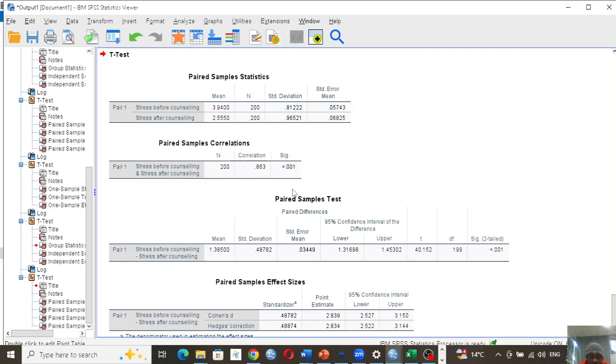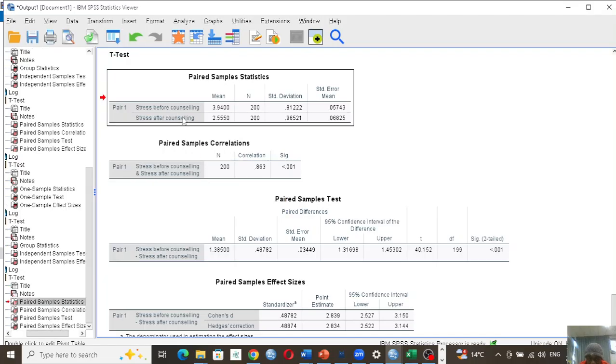This one is just telling us the correlation, the relationship between the stress before counseling and the stress after counseling. I will explain correlation to you in our subsequent video, so I don't want to say much about this, but what I will say is that there is a strong positive relationship in stress before and after the meeting of the counselor.